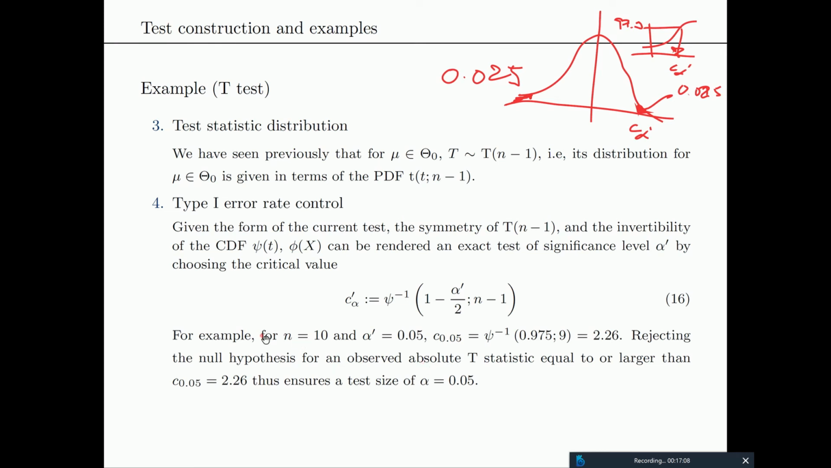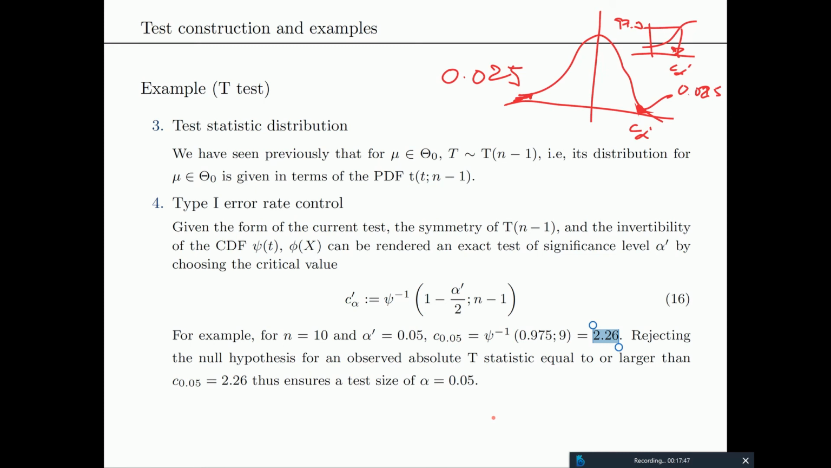To make this explicit, for example, if you have 10 data points and you want a significance level of 0.05, then your critical value is this inverse CDF evaluated at 0.975 for n-1 degrees of freedom, and you get a critical value of 2.26. Also remember that if you go to high degrees of freedom in the t distribution, you approach the normal distribution, so it's around 1.96, and at lower degrees of freedom, so fewer data points, you need larger t values to reject.